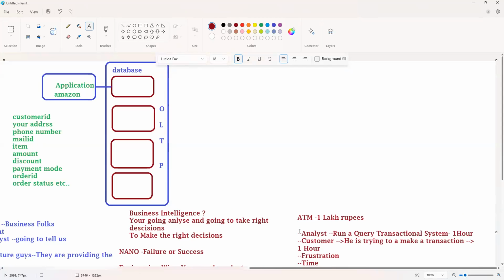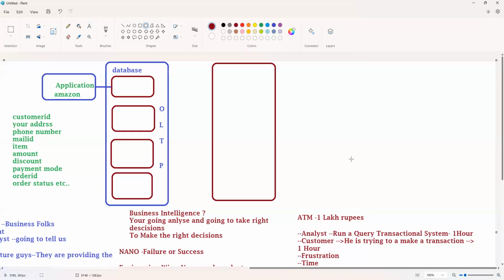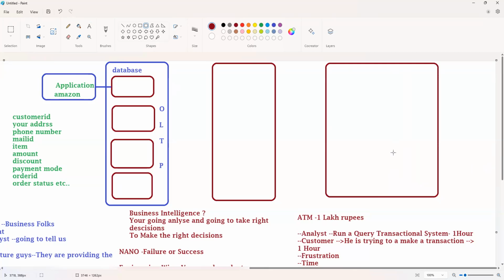That is the reason people divided the systems for analysis. People segregated the systems for analysis and for transactional purposes; there is a separate system. Now what are you going to do? You are going to keep the entire data in OLAP. What is that? OLAP, online analytical processing system, nothing but a data warehouse.